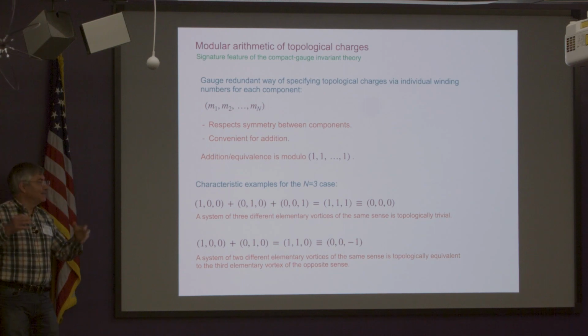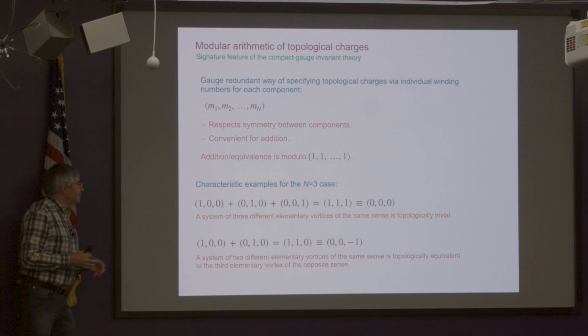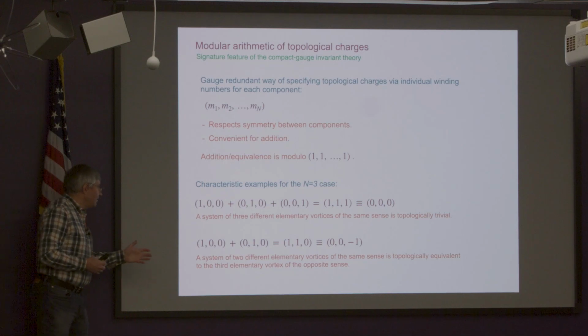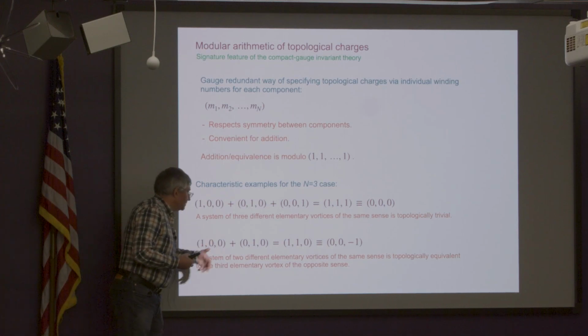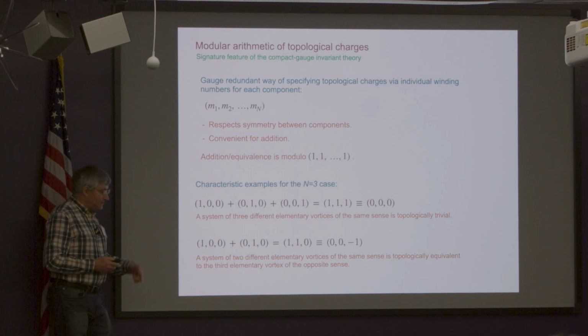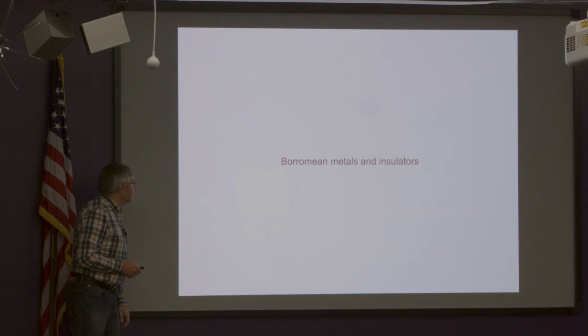Somehow three of them can sum up into the zero topological charge. Two of them can sum into something which looks like an elementary guy with the opposite sign. So it's sort of a signature feature of Borromean counterfluidity.